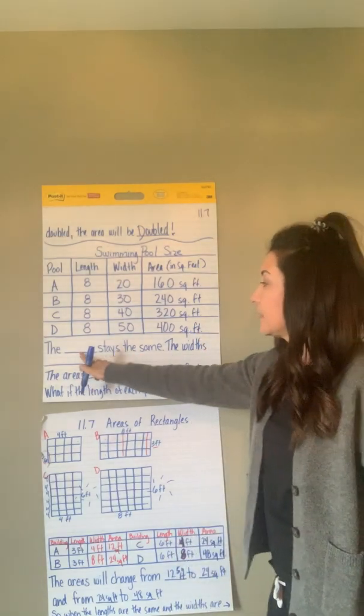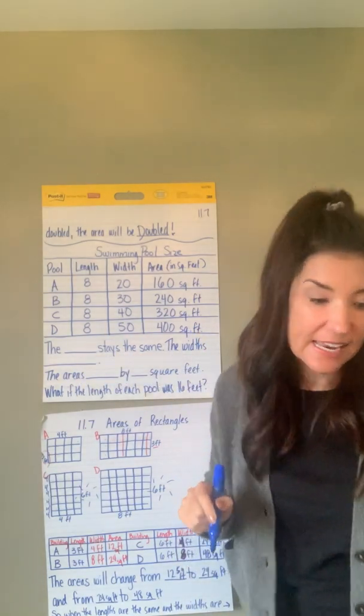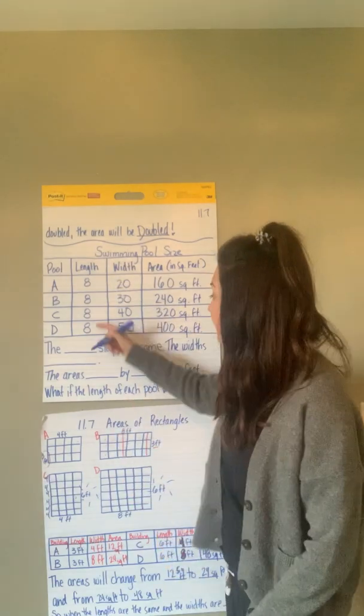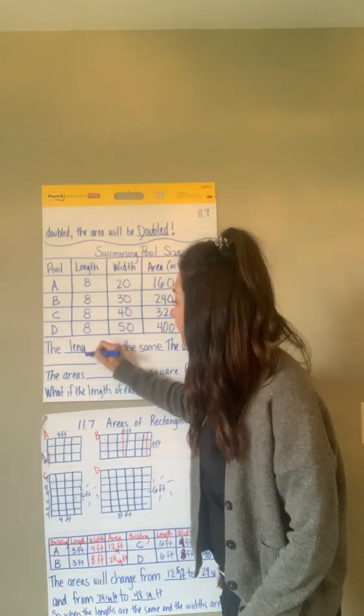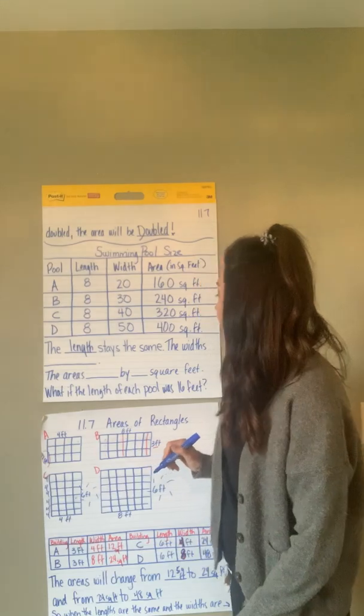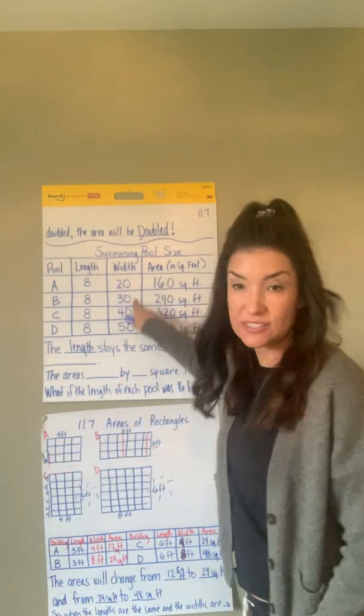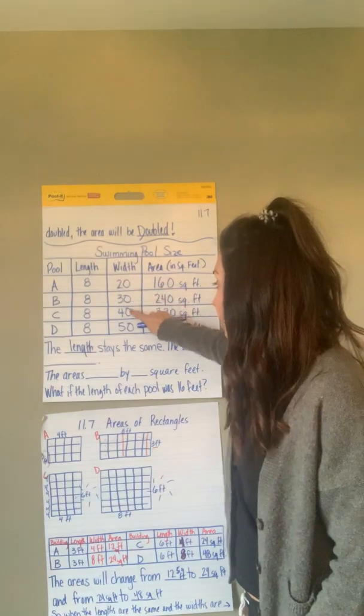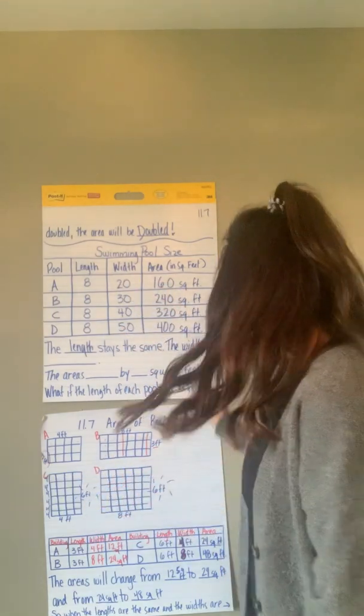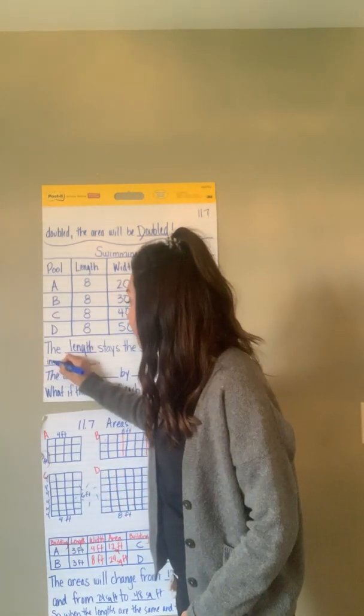All right, what stays the same? The length stays the same. The widths, what? They increase by how many? Because they're not doubling. They're going from 20 to 30 to 40 to 50. You're right. They increase by 10.